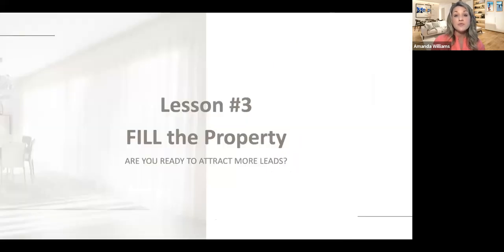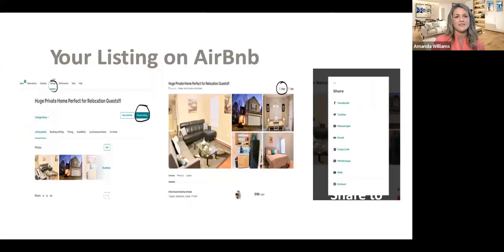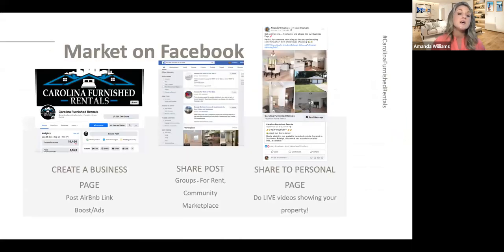So lesson number 3 is filling the property. And this is probably my absolute favorite thing. So after you get your house listed on Airbnb, then up in the top right corner, you're going to see where it says preview listing, and it's going to have a little share tab on there. When you click on share, it's going to give you all of these different locations that you can share these properties to. And when you share it, you're going to be sharing out to social media mostly.